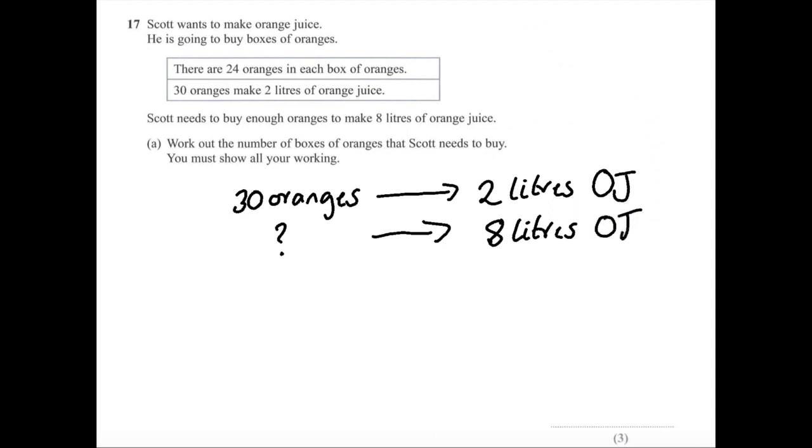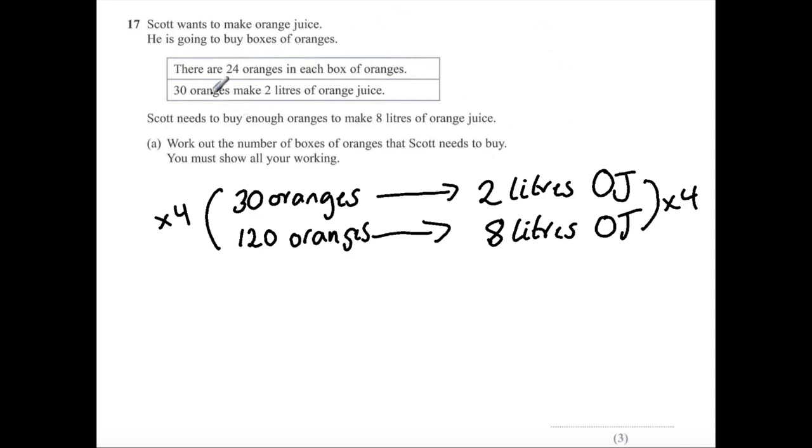What do you need to multiply 2 by to give us 8? You need to multiply it by 4. So I multiply this side by 4. I'm also going to multiply this side by 4. So the answer is 30 oranges times 4, which is equal to 120 oranges. So 120 oranges makes 8 litres of orange juice.